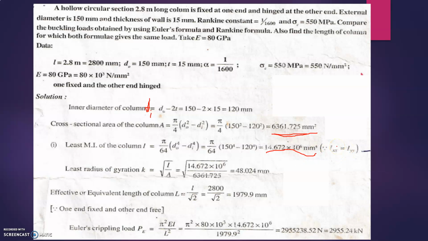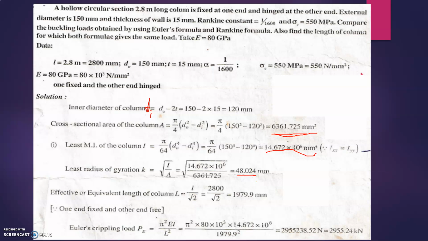Okay, now you know A and I. In Rankine's formula, you have to calculate K, the radius of gyration. That is nothing but square root of I divided by A. Substitute the value of I is equal to 14.672 into 10 raised to 6 divided by A. What is A? A is equal to 6361.725. Take the square root of this, you get 48.024 mm. Okay, this is radius of gyration.